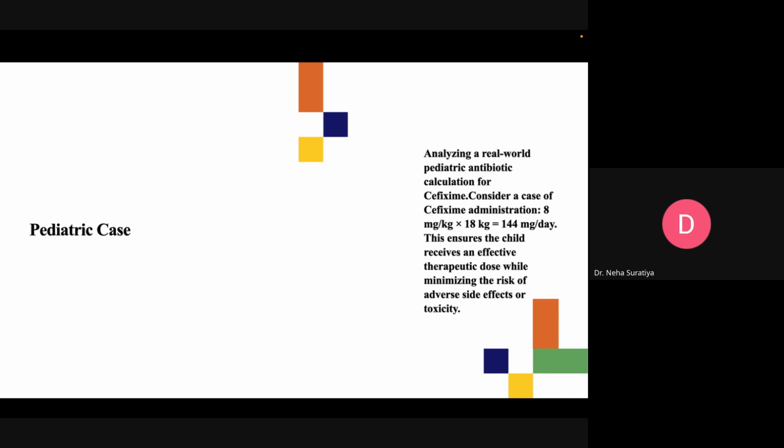But let me ask you one question: what happens if this child gains 3 kg in 6 months? That is a very simple scenario, a very routine thing. So what happens if this child gains 3 kg in 6 months? The dose must be recalculated. Recalculation is required. For that reason we cannot rely on a month-old prescription in the case of a child. We need to do the recalculation again and again.